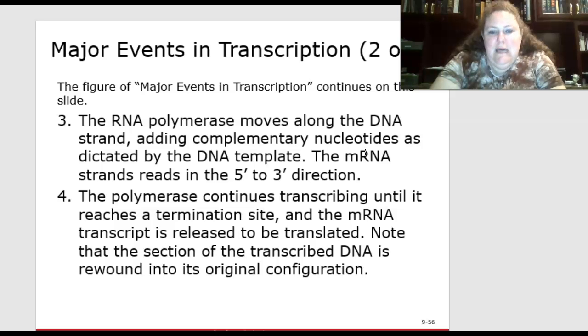Moving on to step 3 then, the RNA polymerase moves along the DNA strand, and this adds complementary nucleotides as dictated by the DNA template. And then the mRNA strand is read from a 5' to 3' direction. And then step 4, which is down at the end, the polymerase continues transcribing until it reaches a termination or a stop site. And then the messenger RNA transcript is released to be translated.